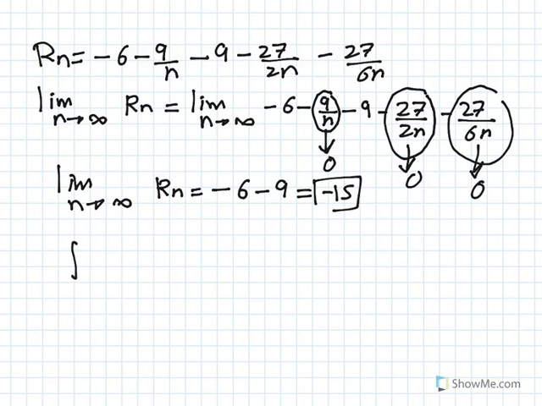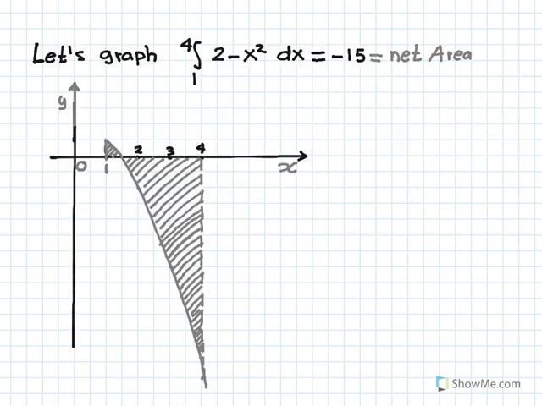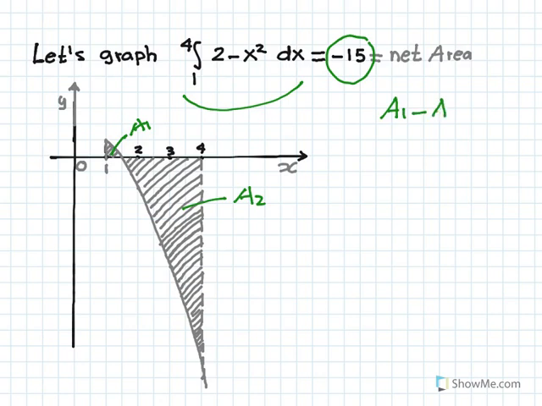All right, so the integral from 1 to 4 of 2 minus x squared dx, this definite integral has a value of minus 15. So what we're going to do is graph the integral from 1 to 4 of 2 minus x squared dx in terms of what we have here. So you can see that negative 15 is actually the net area. If I call this shaded area A1 and this shaded area A2, then the net area will be A1 minus A2, that's equal to minus 15. And that's the integral from 1 to 4 of 2 minus x squared dx. That's equal to minus 15.